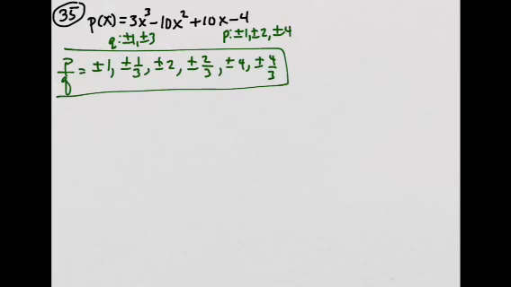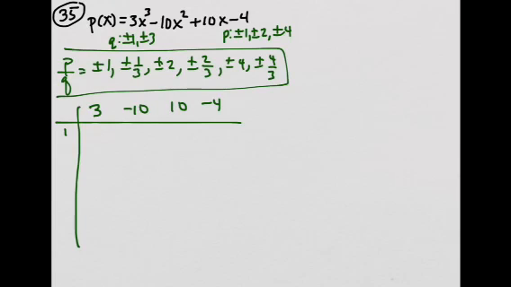So now I'm going to set it up for synthetic division. Okay, so there it is. I'm going to start off with 1. So you bring down the 3. 3 times 1 is 3. 3 minus 10 is negative 7. 1 times negative 7 is negative 7. Plus 10 is 3. 3 times 1 is 3. 3 minus 4 is negative 1. So that one didn't work.